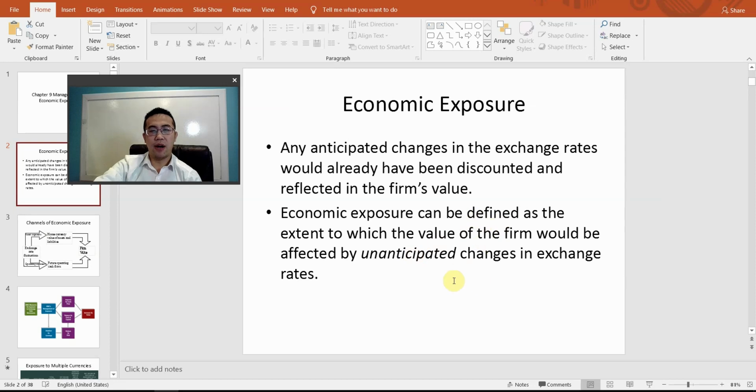Economic exposure can be defined as the extent to which the value of the firm would be affected by unanticipated changes in exchange rates. Any changes in exchange rates could have some effect on the firm's value. Talking about the firm's value, we have two systems here. One is a market value, which is determined by the cash flows the firm can make. Another is a book value, which depends on the assets on the company's book. So the two systems could have very different numbers.